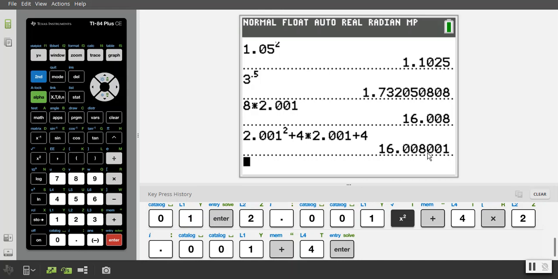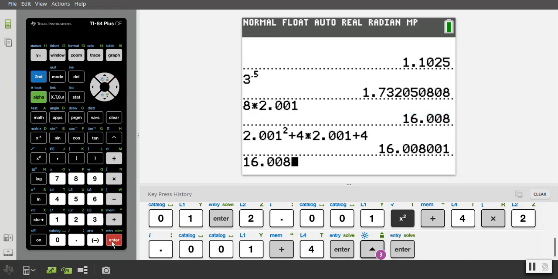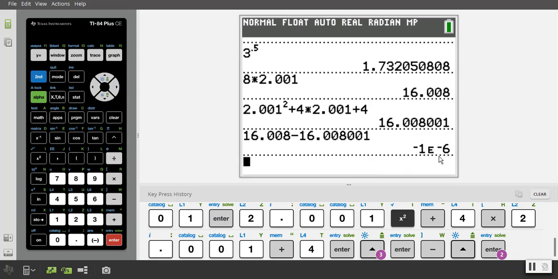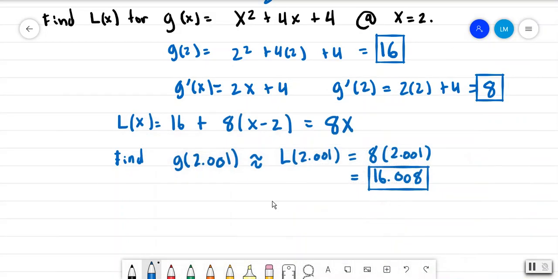We're only off by, well, if you take the difference of the two, we are off by 10 to the negative 6. So the error is equal to positive 10 to the negative 6, which is very good. Now, this was only because the delta x was equal to 0.001.